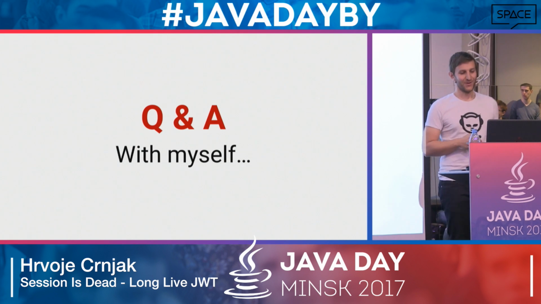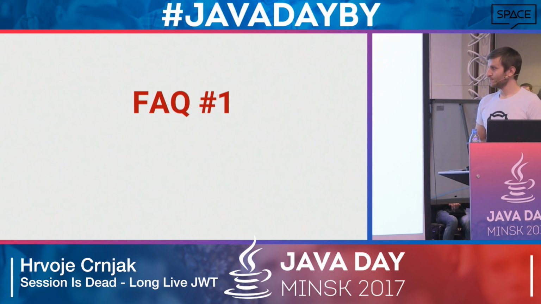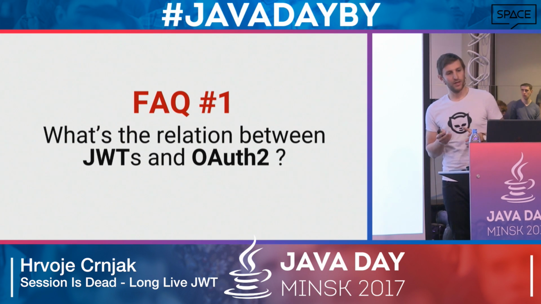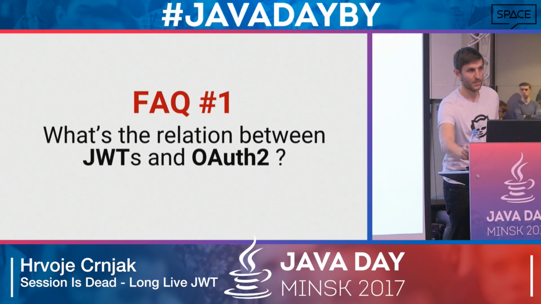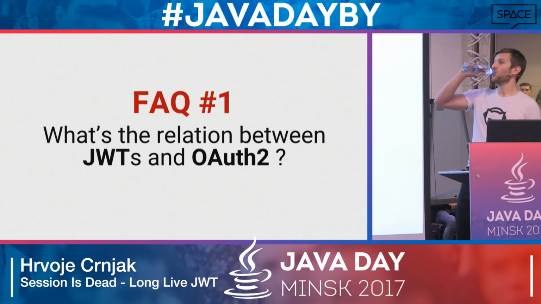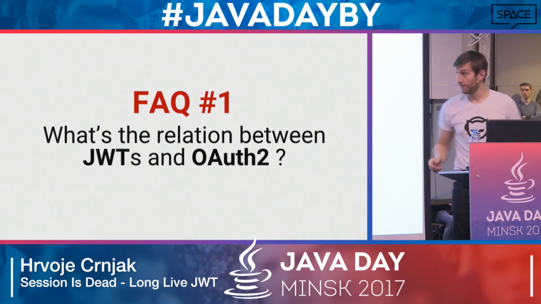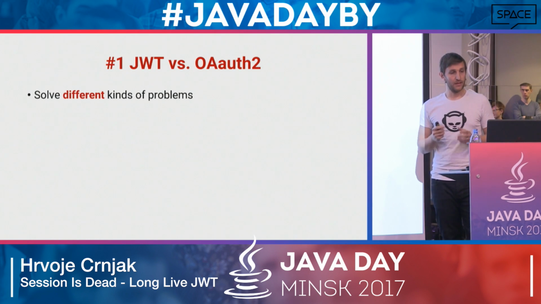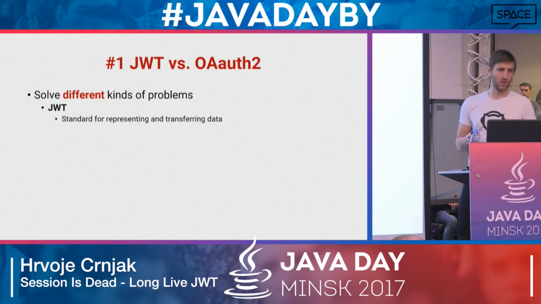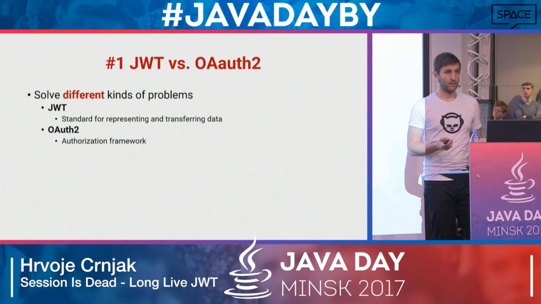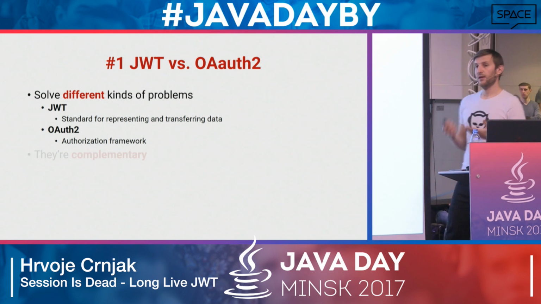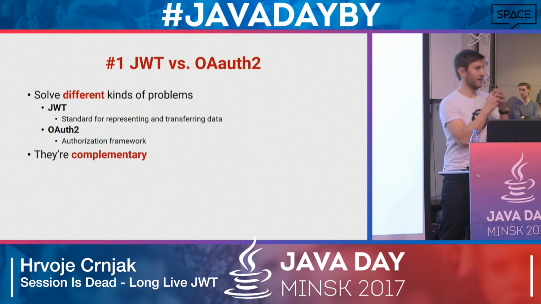Okay. So question number 1. What's the relation between JSON Web Tokens and OAuth 2? Can anybody guess? Well, first of all, they were designed to solve different kinds of problems. While JSON Web Token is a standard for representing and transferring data, OAuth is an authorization framework. And because of that, they are actually complementary, which means that we can use them together.